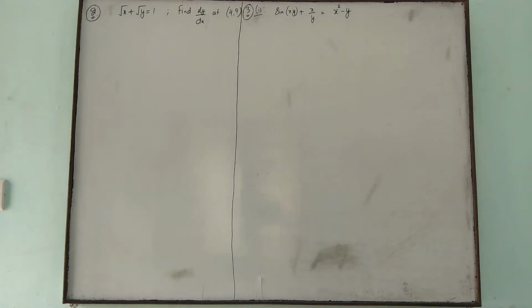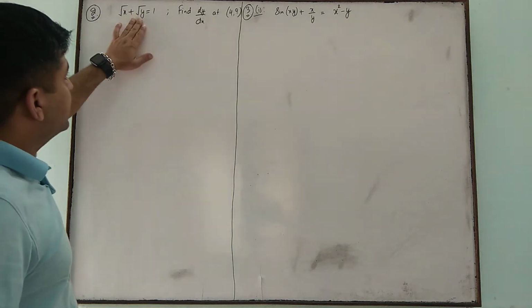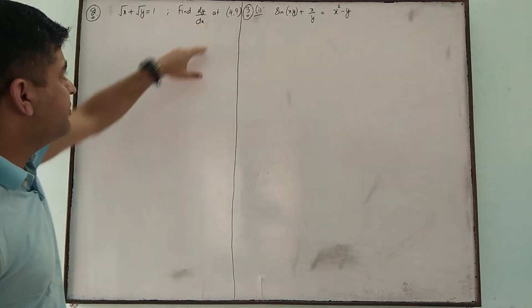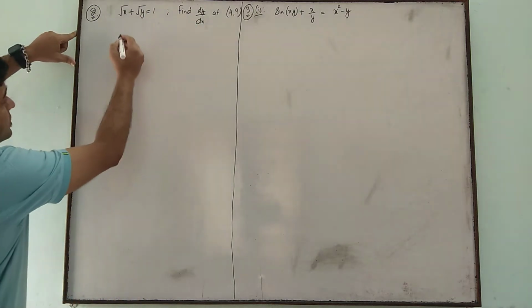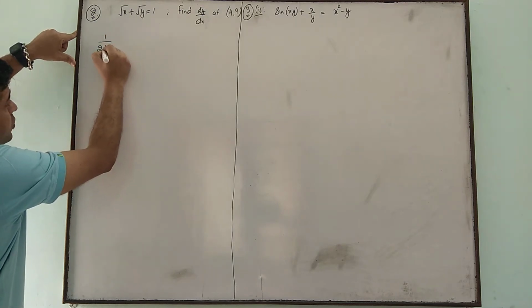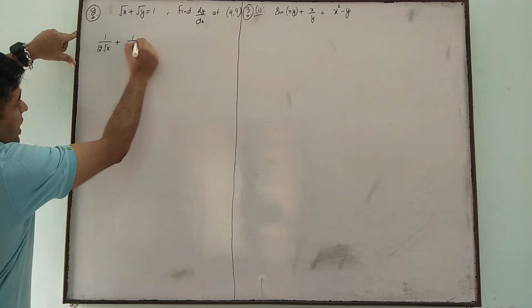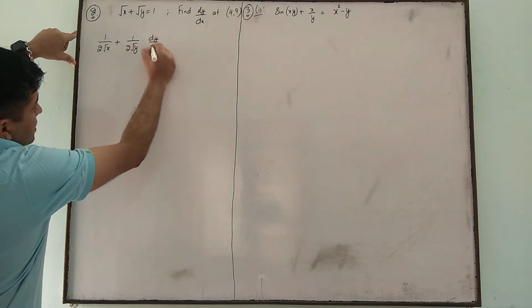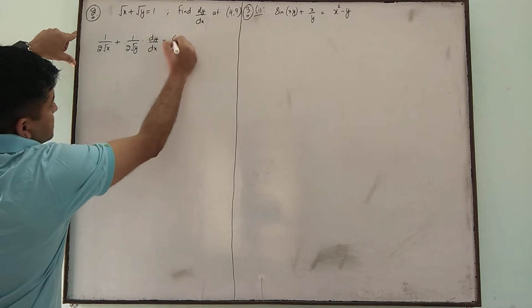Second question here is, he said root x plus root y is 1, find dy by dx at a particular point. So just simply first find dy by dx, that is for that differentiating both sides with respect to x. For root x derivative is 1 upon 2 root x, for root y 1 upon 2 root y dy by dx, and for 1 it is 0.